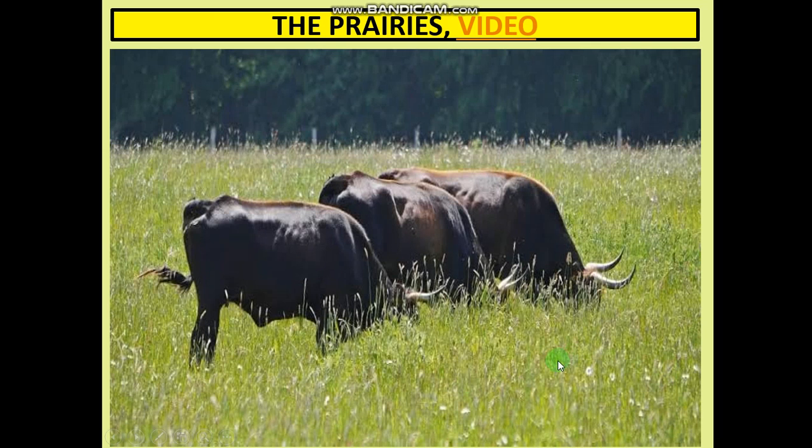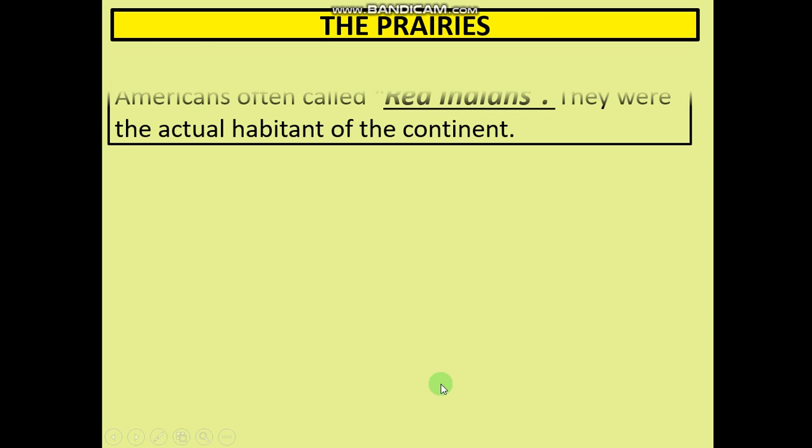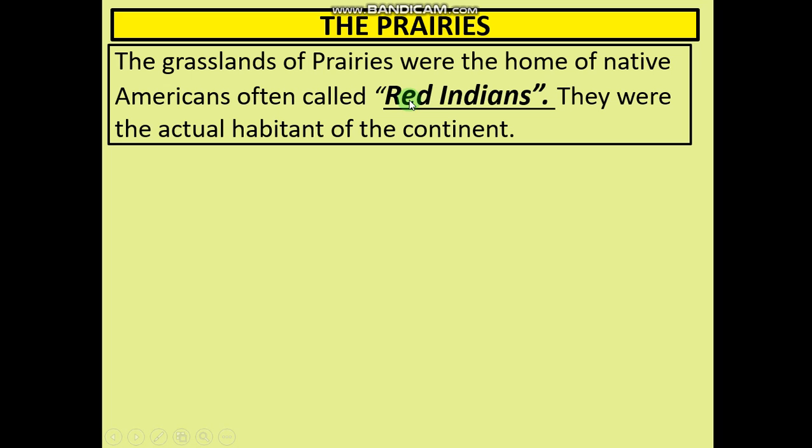So this is the actual image of the prairies grassland. As you can see, what is the height and how tall the grass is. The grassland of the prairies was the home of Native Americans, often called Red Indians.